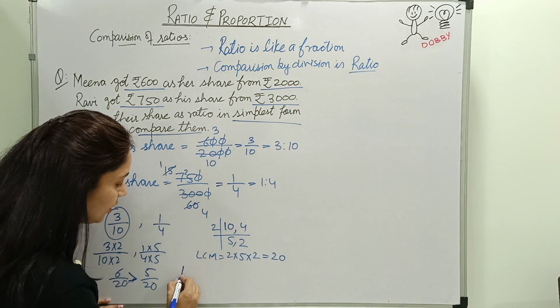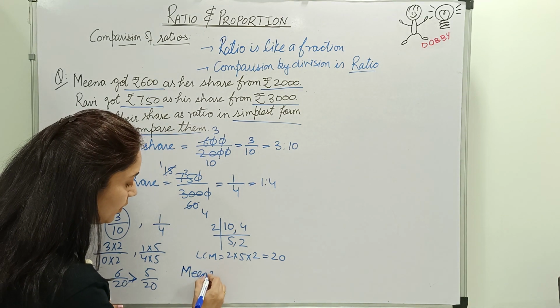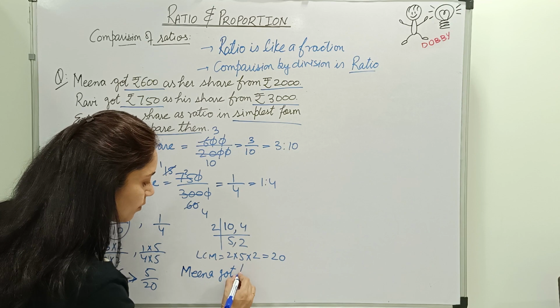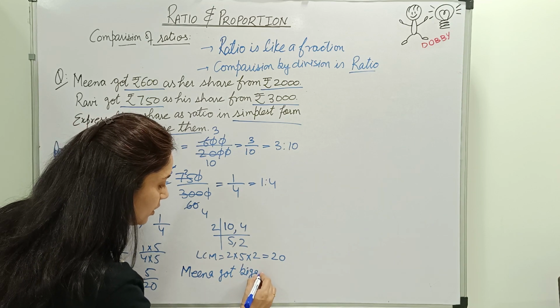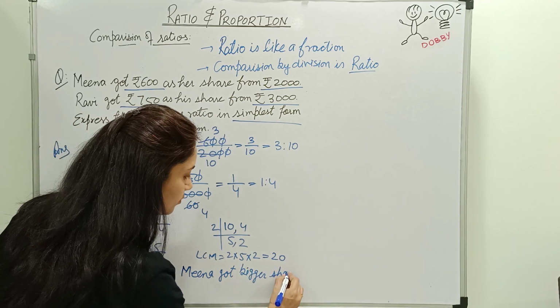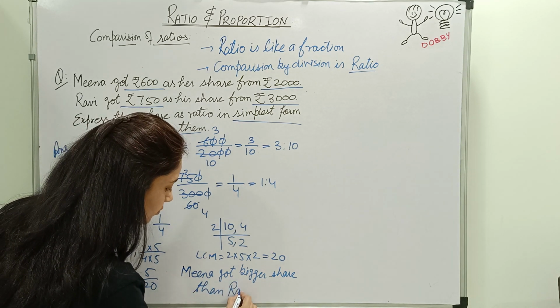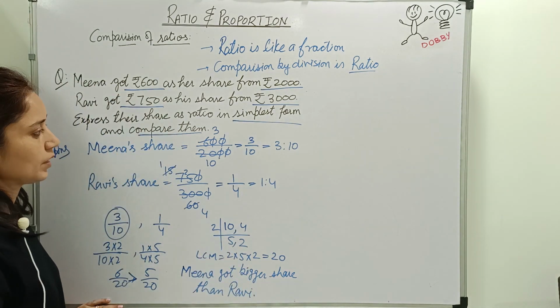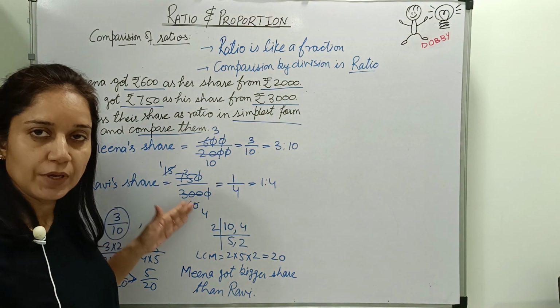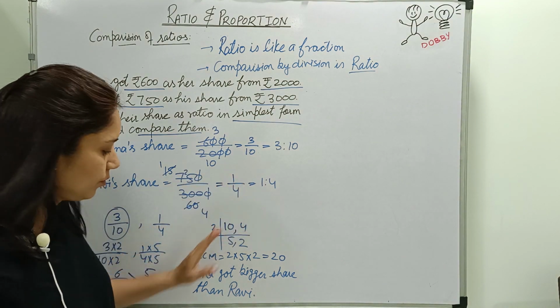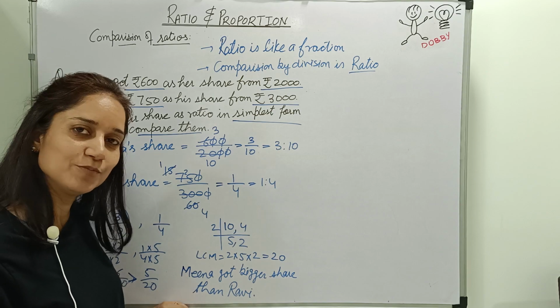Who got the bigger share? Meena got the bigger share than Ravi. Okay. So this is how we compare: we write in lowest form and solve our sum.